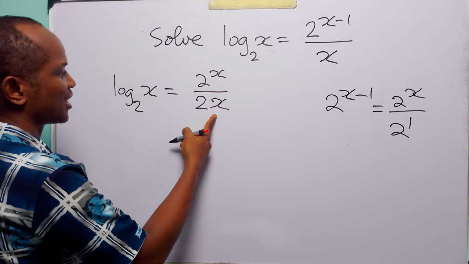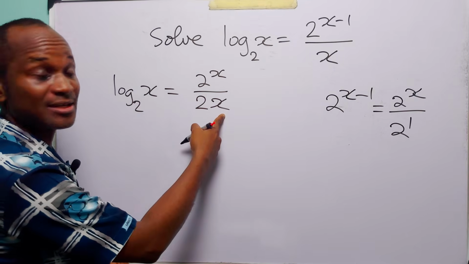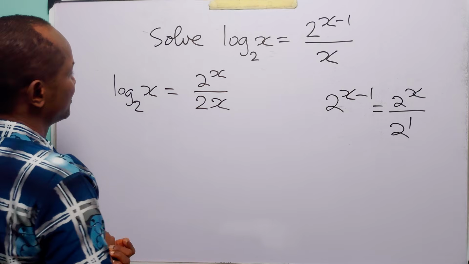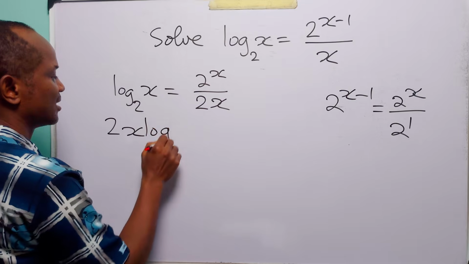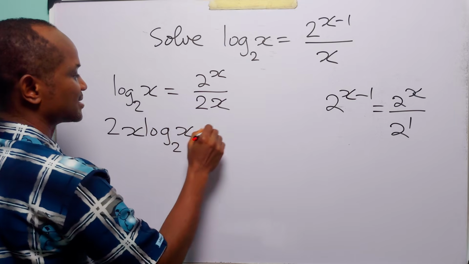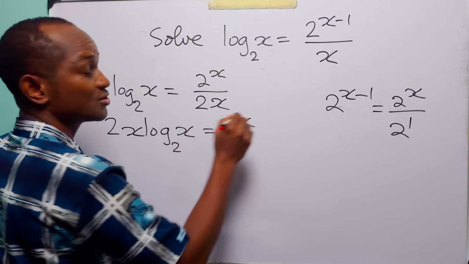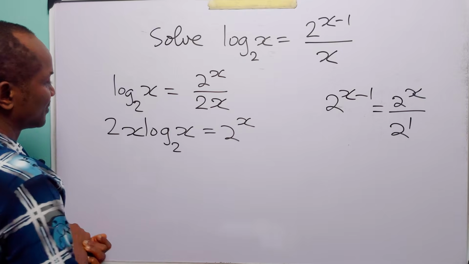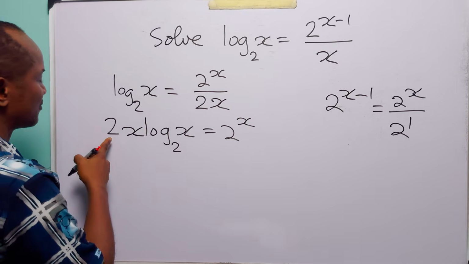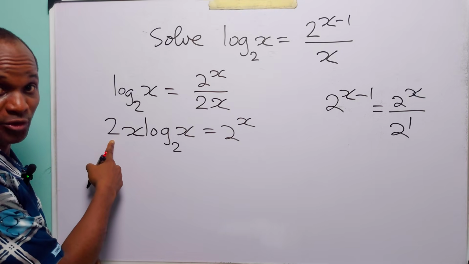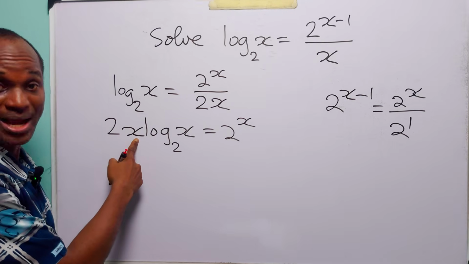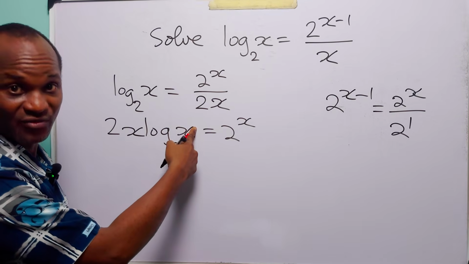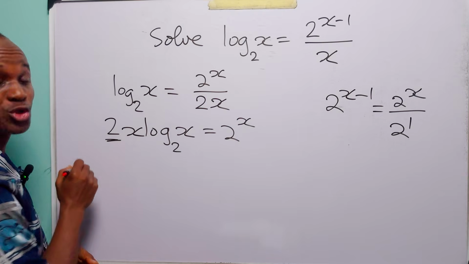Now, to get rid of this fraction, let us multiply through this equation by 2x. When we do that, we have that 2x times log to base 2 of x is equal to 2 to the power x. Now, the next thing we are going to do is apply the power rule of logarithms. But instead of taking up the whole multiplier, that is 2x, to become the exponent of x, we are just going to take 2.